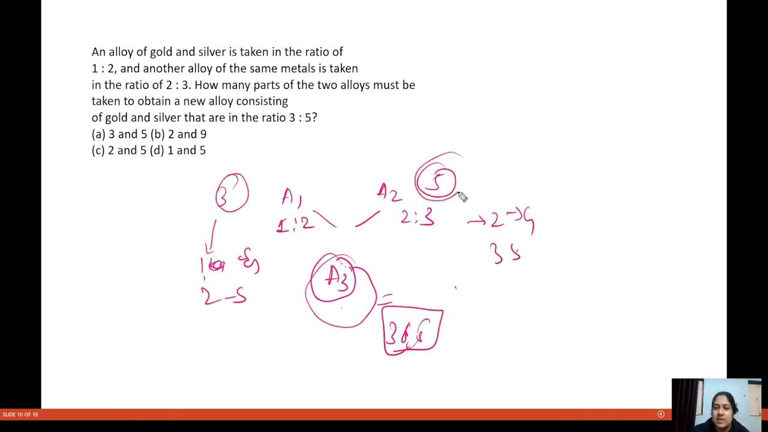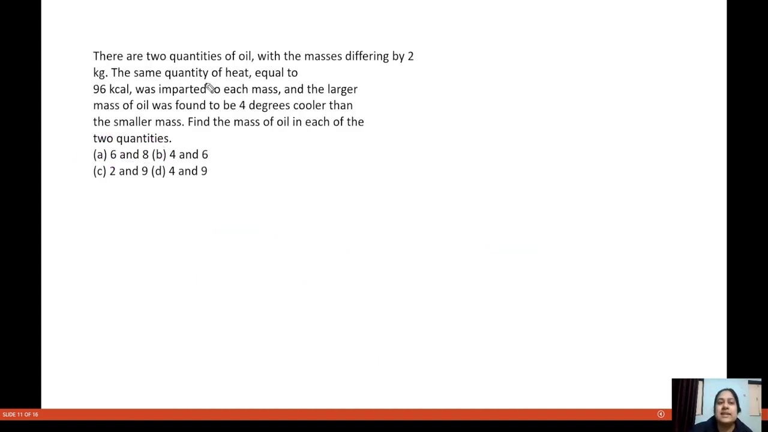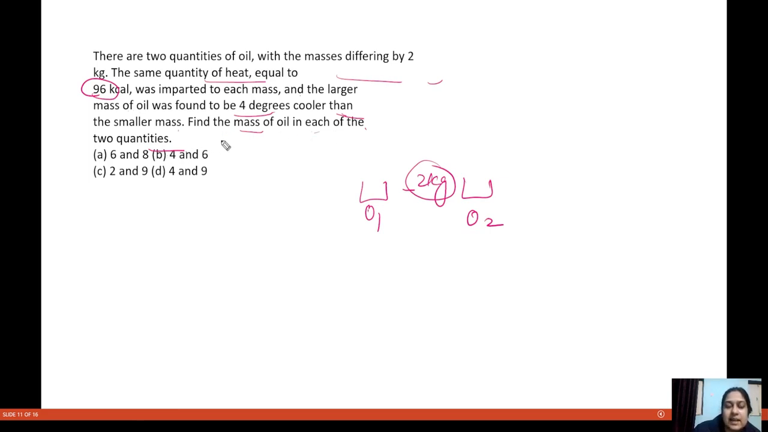Now look at this. There are two quantities of oil with masses differing by 2 kg. So you have oil, let's say one quantity is O1 and another quantity is O2, and the difference is 2 kg. The same quantity of heat equal to 96 kilocalorie was imparted to each mass, and the larger mass of oil was found to be 4 degrees cooler than the smaller mass. So let's say O1 is the larger mass. This mass, it is saying, is 4 degree cooler.